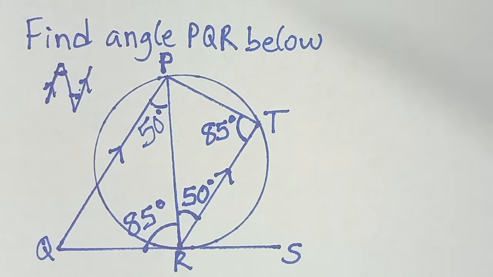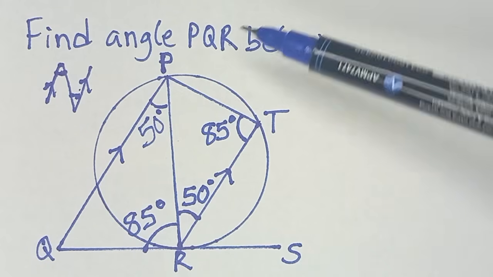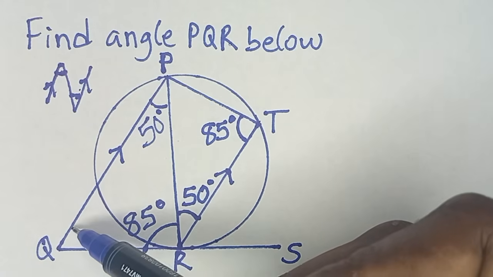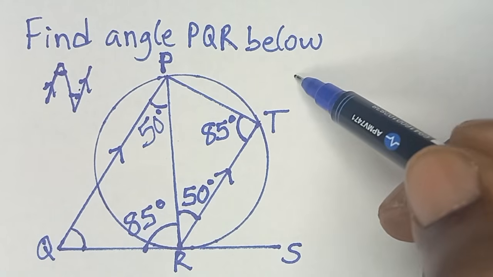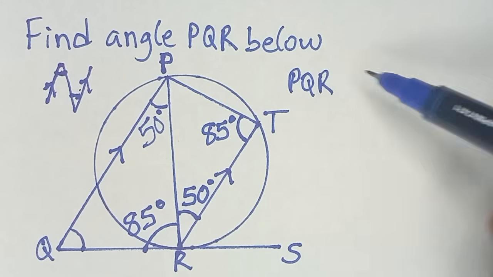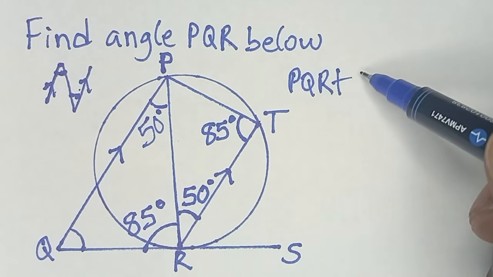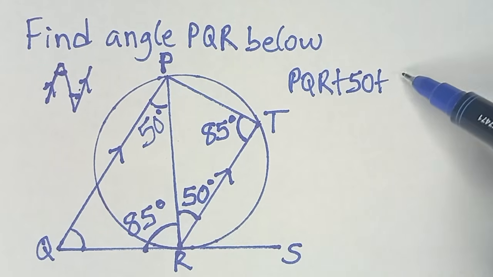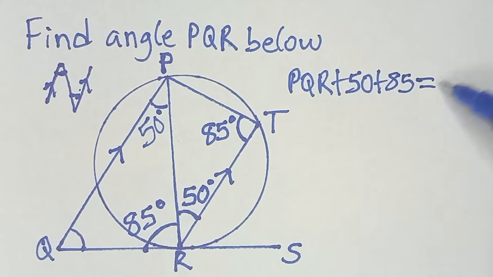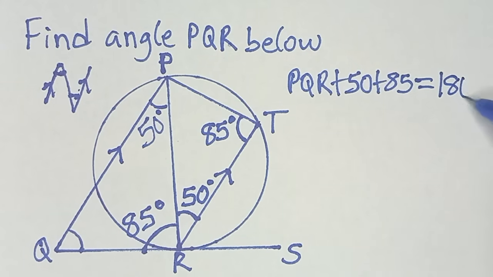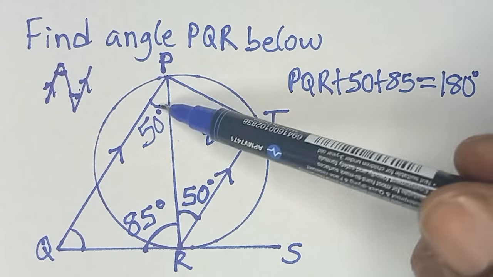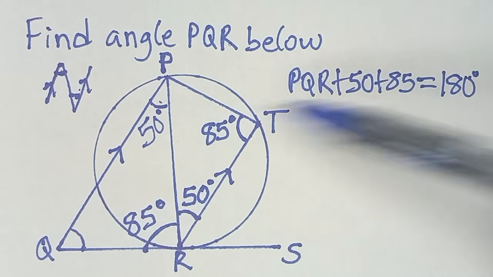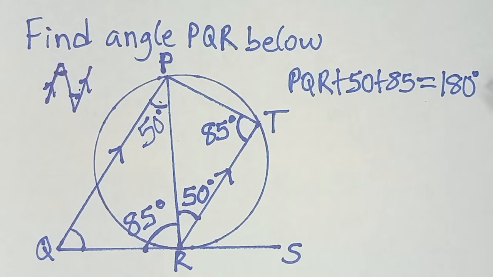Then now, don't forget, we are also looking for angle PQR. And that is this angle here, PQR. This is the angle that we are looking for. So you agree with me that PQR plus 50 degrees plus 85 degrees all together sum up to 180 degrees. Why? Because the sum of angles in a triangle add up to 180 degrees. So these three angles, as I've written them here, add up to 180 degrees.